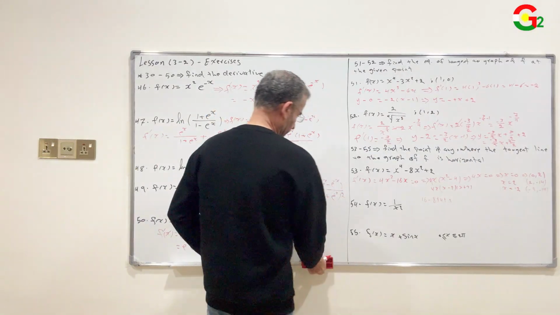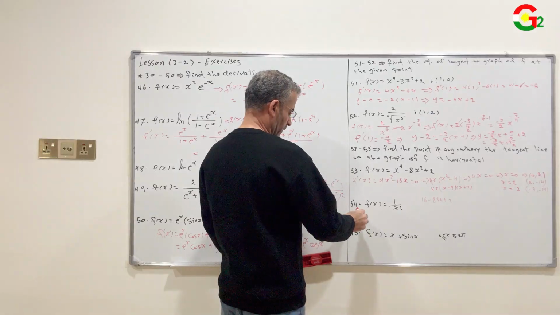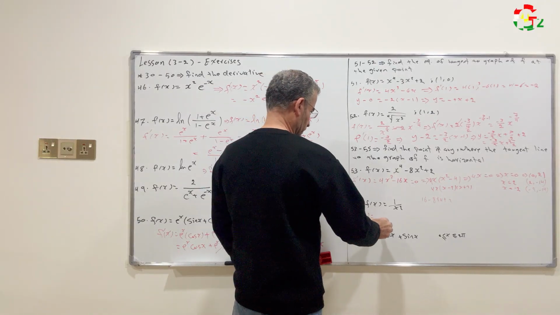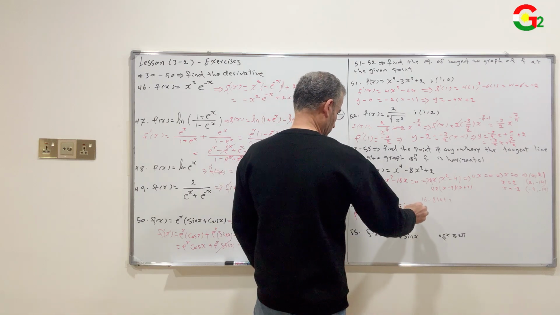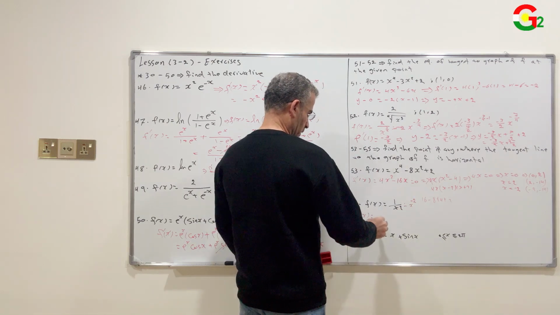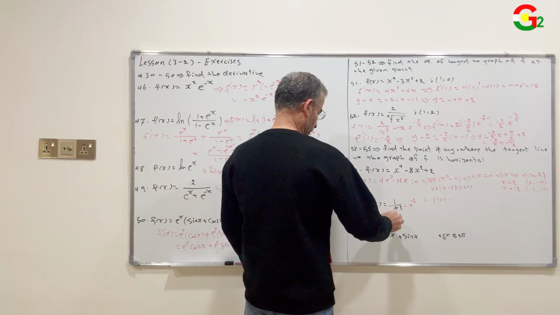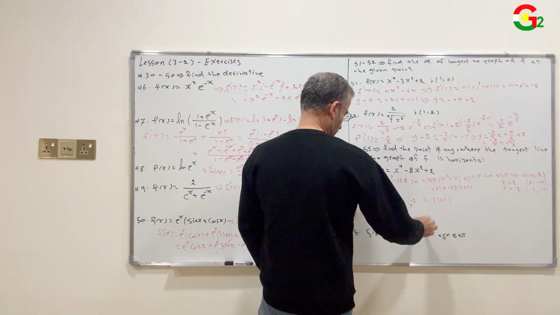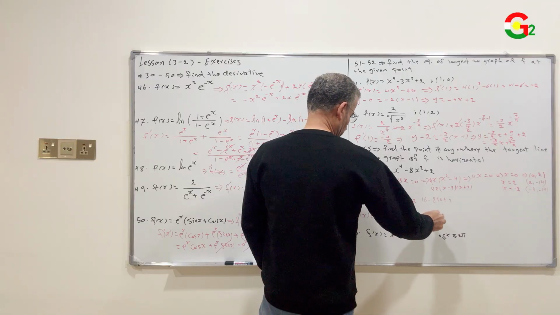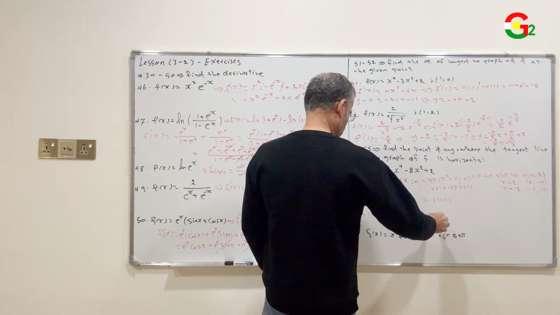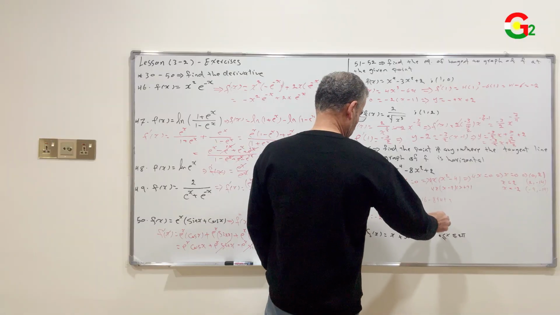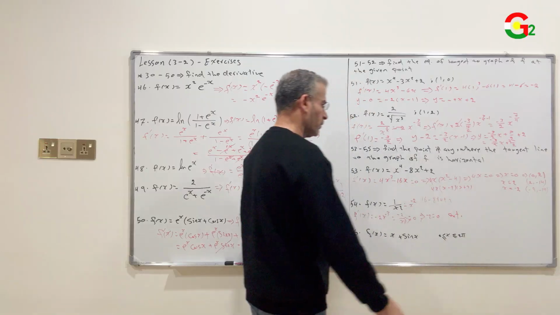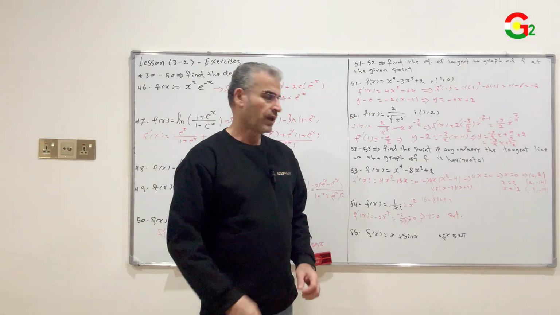Question number 54, find the derivative of this function f prime of x equal to, rewrite it as x to the negative 2, negative 2x to the negative 3 equal to negative 2 over x to the power 3. Set it equal 0, cross multiplication, negative 2 equal 0, contradiction, there is no horizontal tangent line to this function.